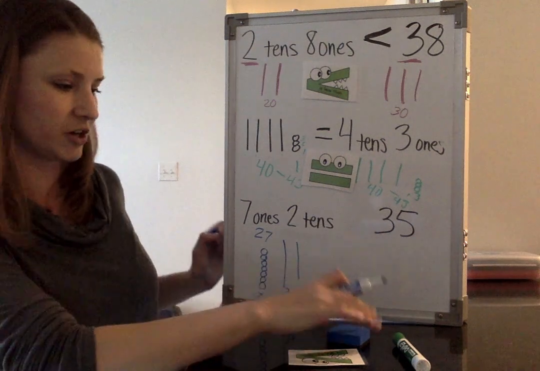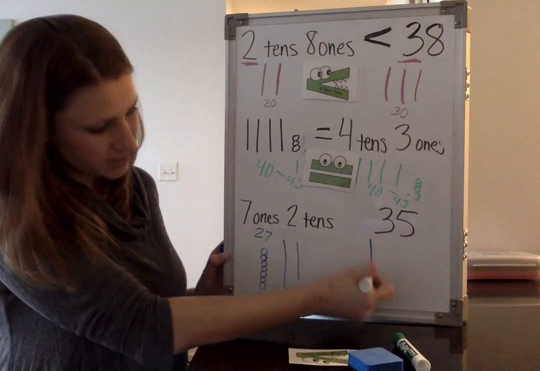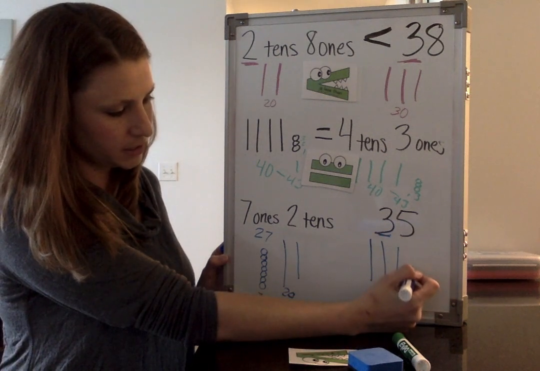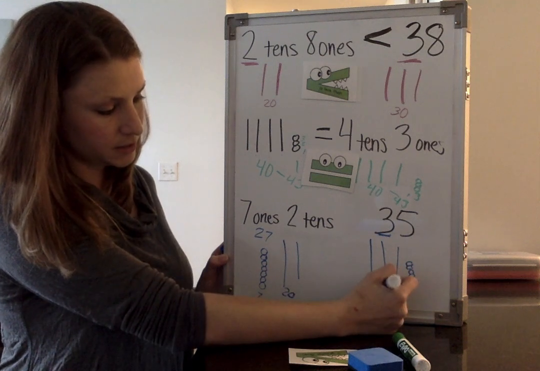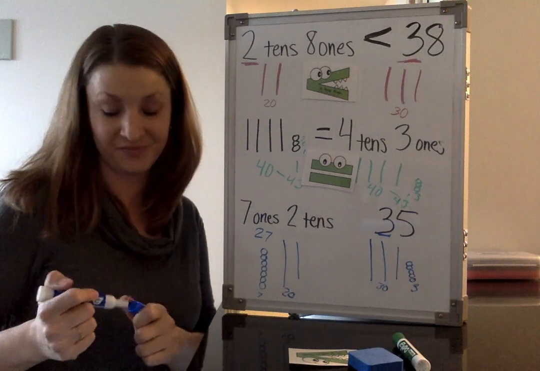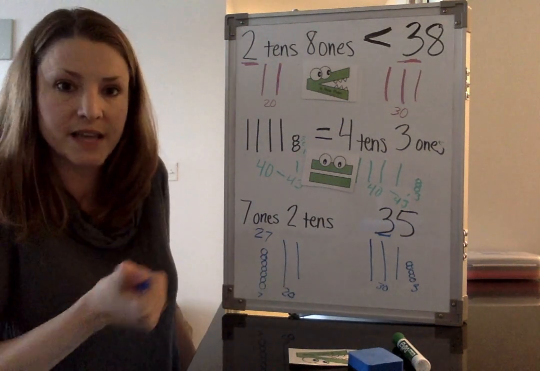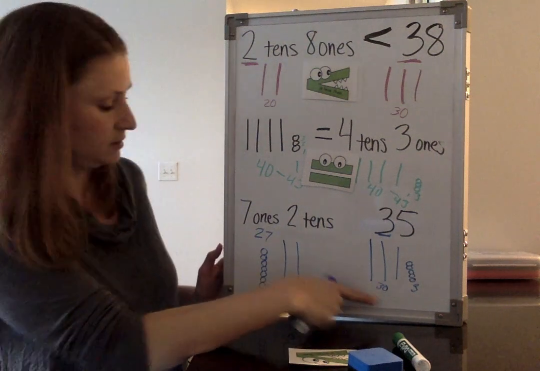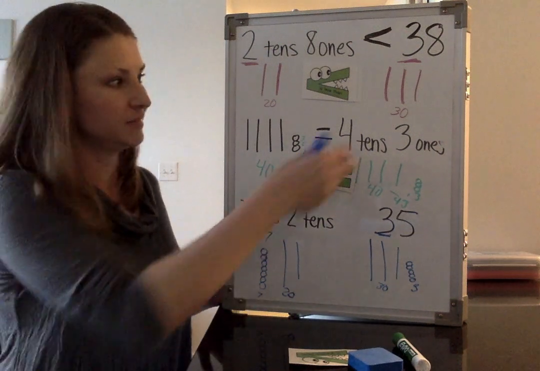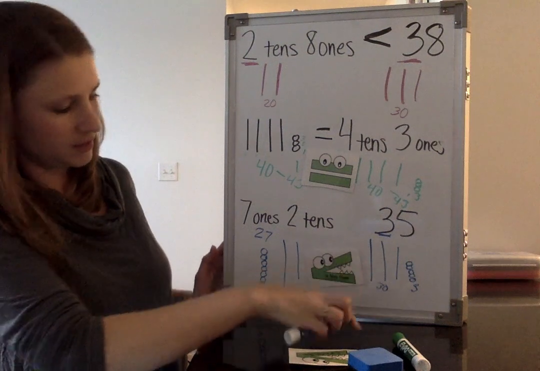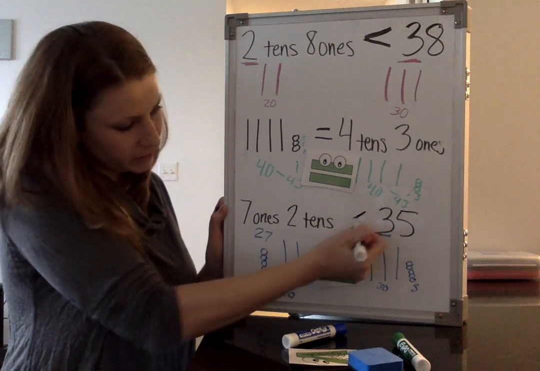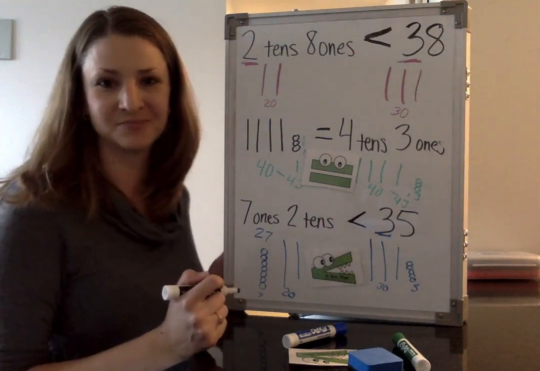So now let's look over here. We have 35. So with 3 tens, 1, 2, 3 for the 3 tens, and 5 ones. 1, 2, 3, 4, 5. 3 tens is 30. 5 ones is 35. So, do we know which one is greater? Yeah, even if we just look at the tens, this number has 3 tens, and this number has 2 tens. So which one would Alligator want to eat? Yeah, that one with 3 tens. So that means 7 ones and 2 tens is less than 35. Did you get all of those?